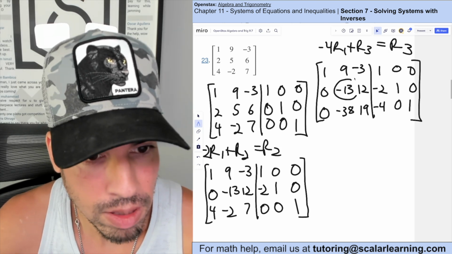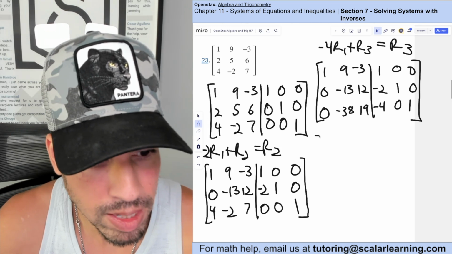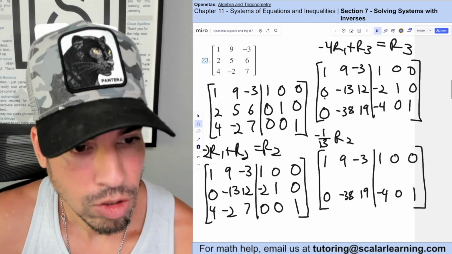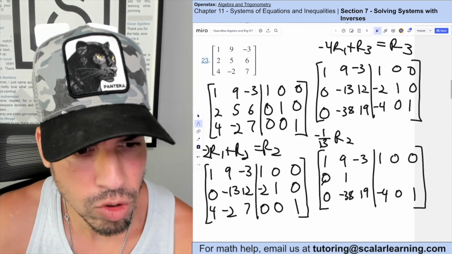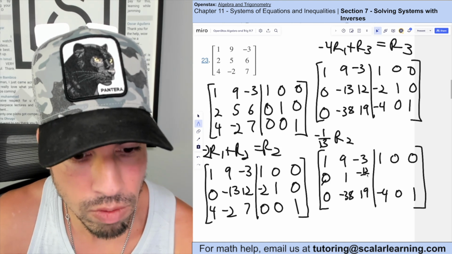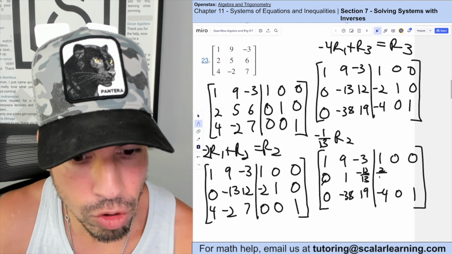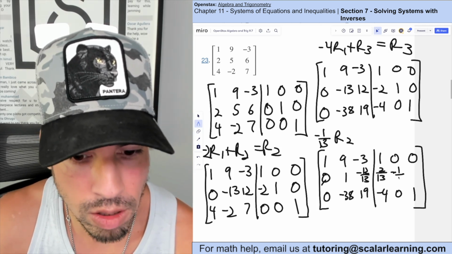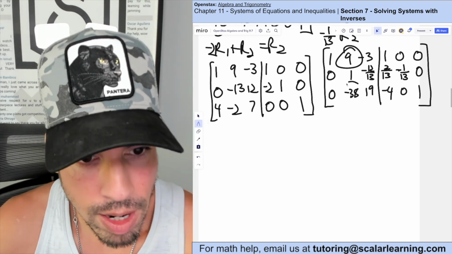Now let's flip this one to a positive 1. So I'm going to multiply by -1 over 13, aka the reciprocal. Let's write that out. So that times 0 is 0. That times -13 is 1. That times 12 is -12 over 13. Then that times -2 is positive 2 over 13, times 1 is -1 over 13, and then that times 0 is 0.